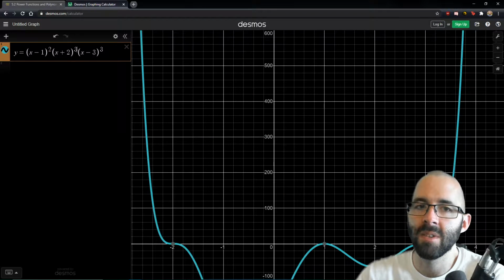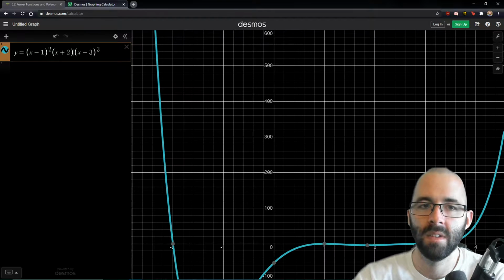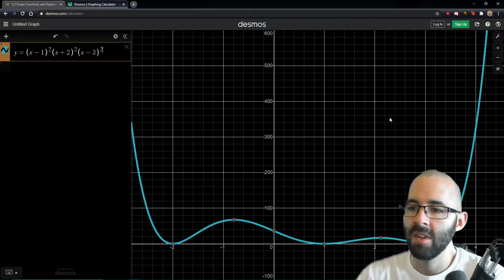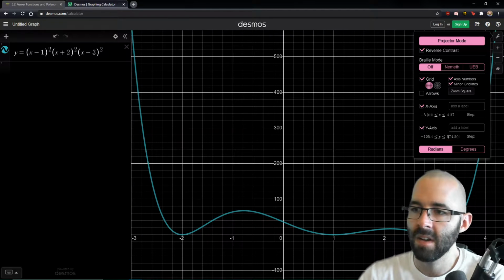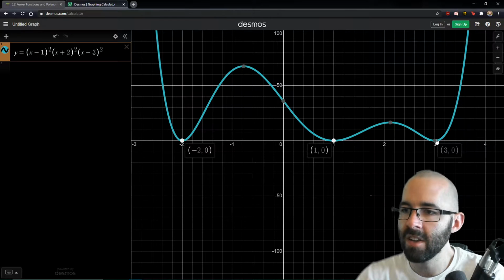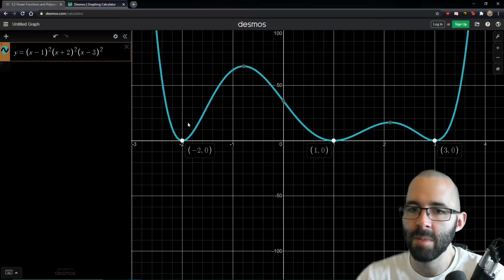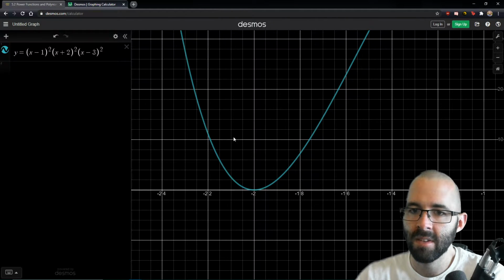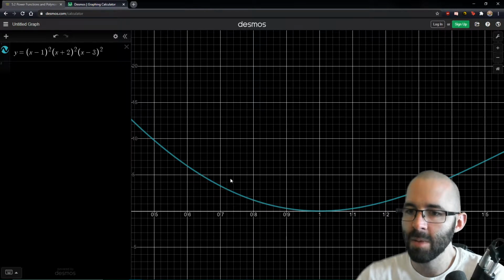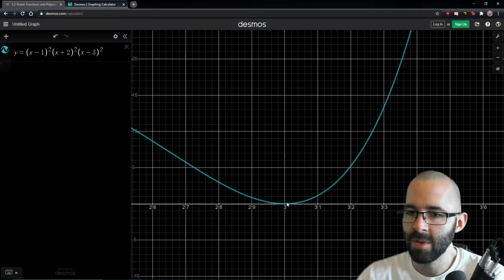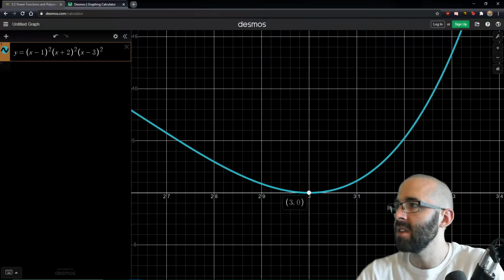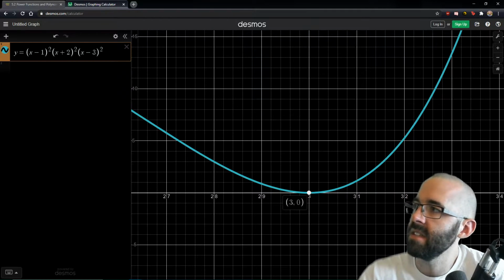Let's make all the multiplicities 2. Look what happens. All of the x-intercepts, very locally, just look like little parabolas. Again, if I zoom in on this one, it looks like a parabola. If I zoom in on this one, it looks like a parabola. If I zoom in on this root, it also looks like a parabola. All right, so that's what we're going to talk about with multiplicities.